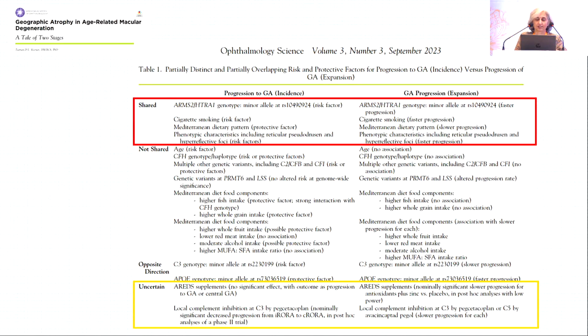And this table tells us that there are few shared criteria which tell us that incidence and progression can both be predicted. And most important is the genetic makeup of the individual, and I'll show you a slide later. Cigarette smoking is a well-known risk factor. The Mediterranean diet, but not its content, is a protective factor. And certain phenotypic features like reticular pseudodrusen and hyperreflective foci. Interestingly, there are certain factors that are totally contradictory when it comes to incidence versus progression, and the role of AREDS as well as complement inhibitor is still uncertain.